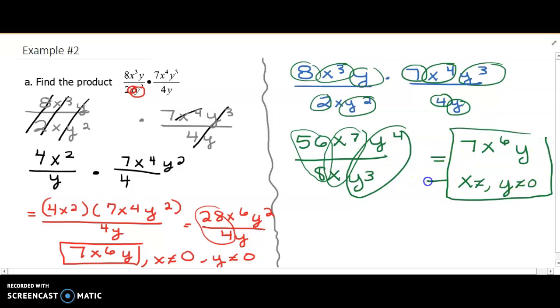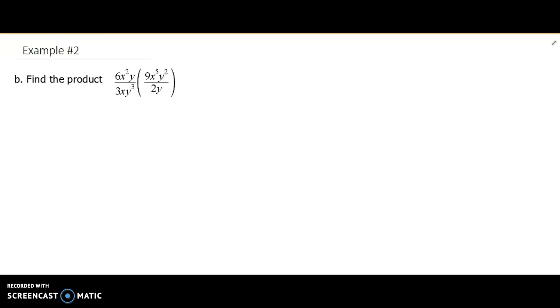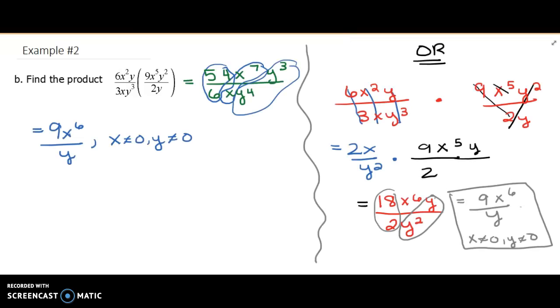Okay, so notice you get the same thing both ways. And guys, sometimes one is quicker than the other. Sometimes one is longer than the other. It's just a matter of preference. Both will work. All right, so I want you to go ahead and try to do part B in example 2, and then we'll go over it. Try to do this on your own. Go ahead, pause this, try to do it on your own, and then we'll go over it.